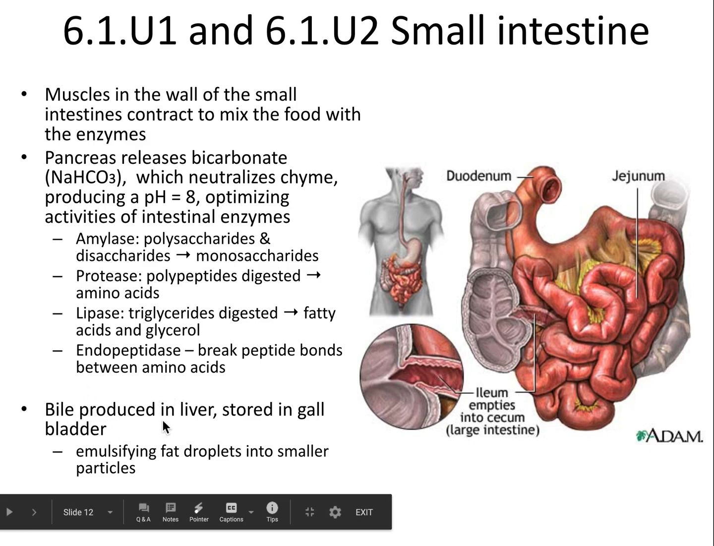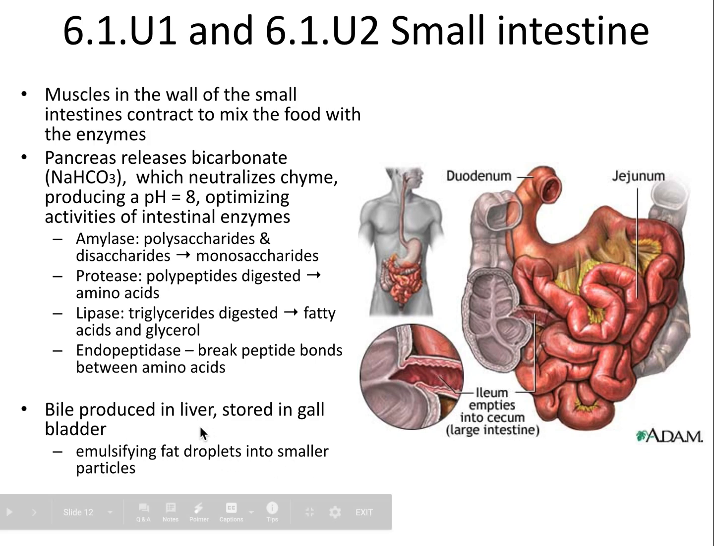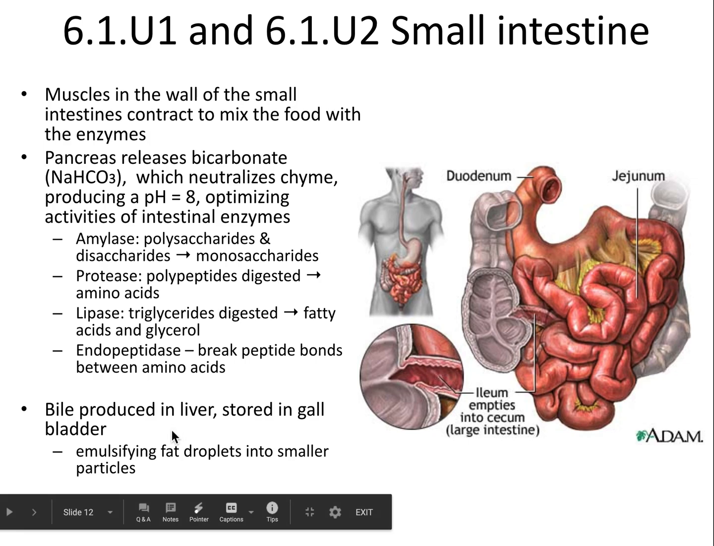So bile is then produced in the liver, remember, and it's stored in the gallbladder, and this will help be released into the duodenum to help emulsify the fats, which can then be broken down further because they're lipids and they don't mix with water well. So the gallbladder is going to release these bile salts, but the bile is produced from the liver.